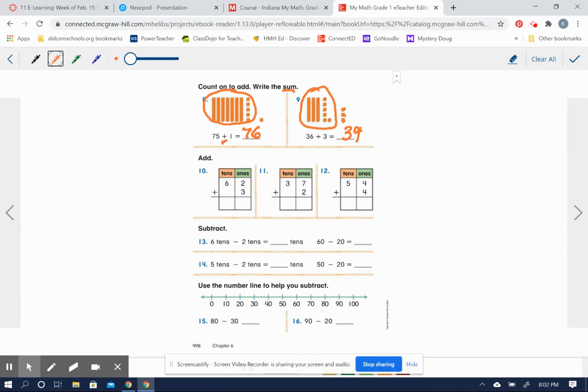All right, and so now we're going to do some more addition, but this time we have the numbers written here in the tens and ones chart. So if we're going to try to add 62 plus 3, we want to add the ones first. 2 plus 3 equals 5, doesn't it? And so now you can add the 6 and nothing.